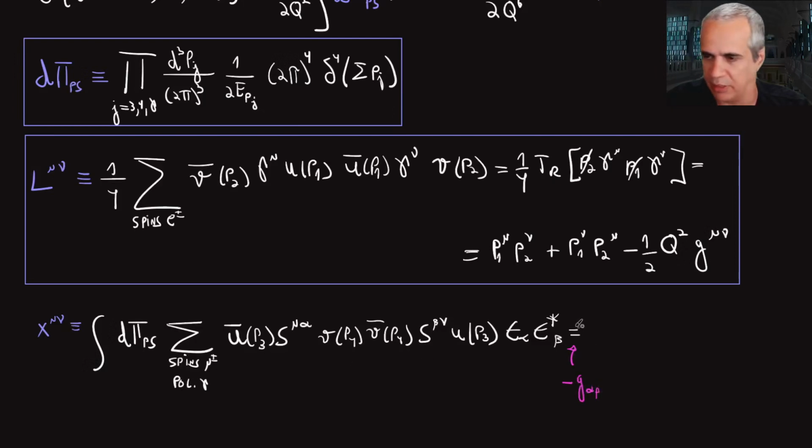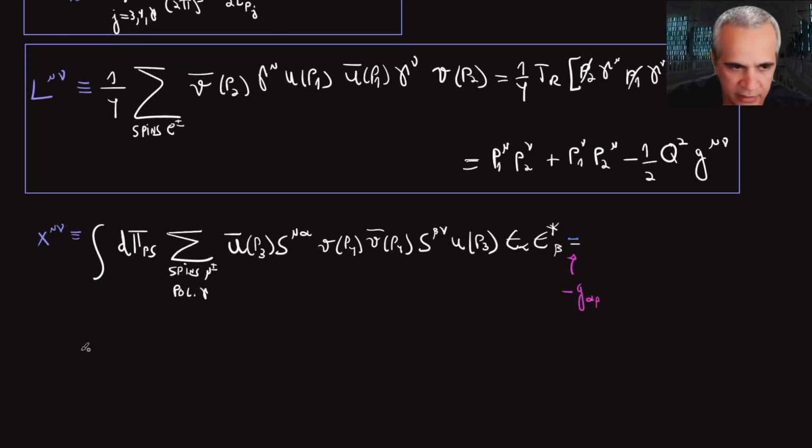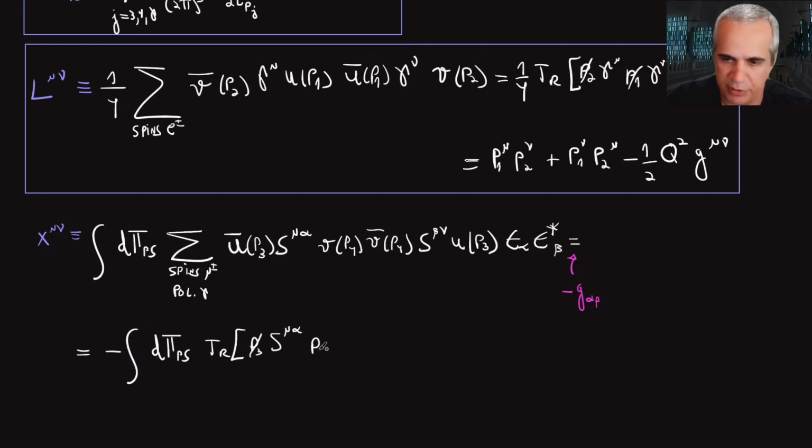When you have this sum, you can rewrite X^{μν} just as the integration of phase space. This minus is just this guy right here, times the trace of P3 slash S_{μα} P4 slash S_{αν}, right? And so that's X^{μν} for us.